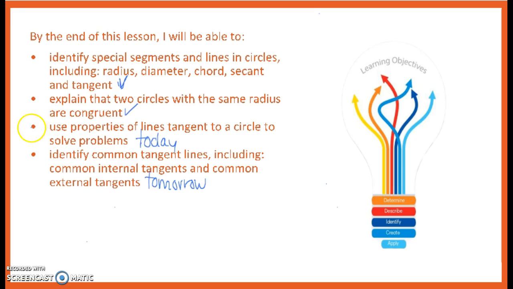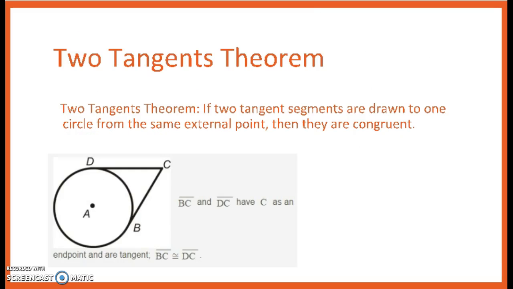So remember that today we are using properties of lines tangent to a circle to solve problems. And so we already talked about our first theorem, as you guys saw in the last recording, and that was the theorem that is called tangent to a circle theorem. So for this recording, we're going to take a look at the second theorem for today. And that theorem is called two tangents theorem.